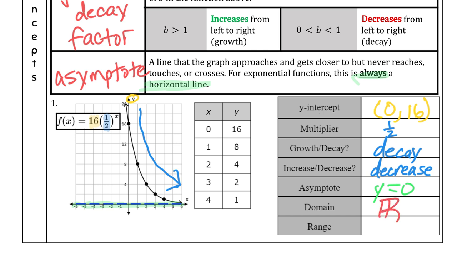Our range, you'll notice from bottom to top, at the bottom, it kind of flattens out at the bottom right here. It never crosses this line. And from here, the graph goes up. So it's going to be y is greater than 0.